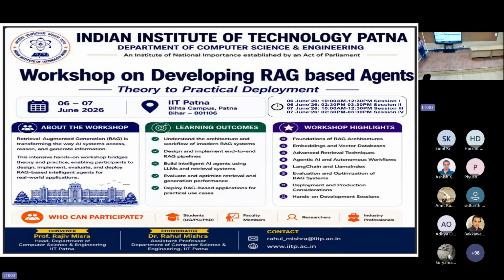Now, moving on to the first session of today's program, we have an exciting workshop on retrieval augmented generation, popularly known as RAG. As artificial intelligence continues to transform the way we access and process information, RAG has emerged as a powerful framework that combines the strengths of information retrieval and generative AI to produce more accurate, reliable, and context-aware responses. So I request Sir to please carry on with the workshop.